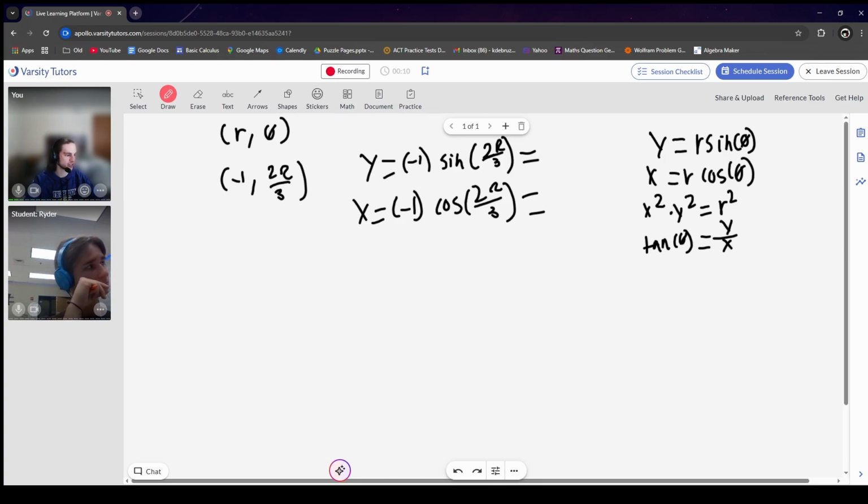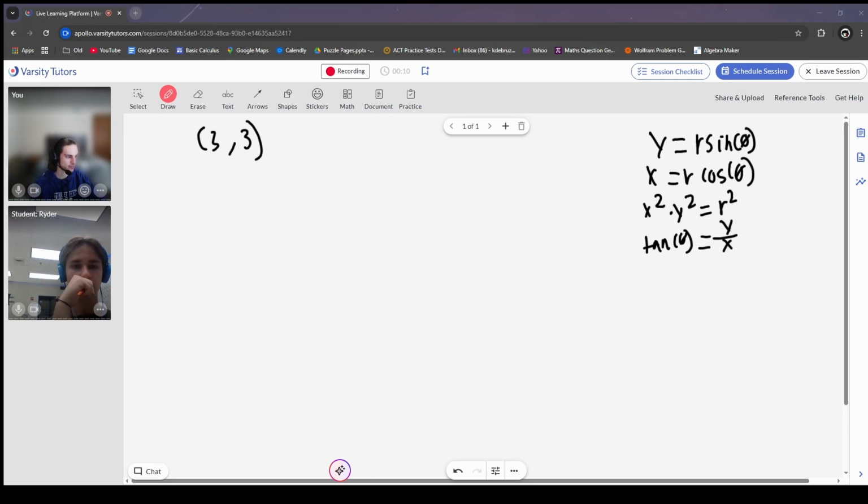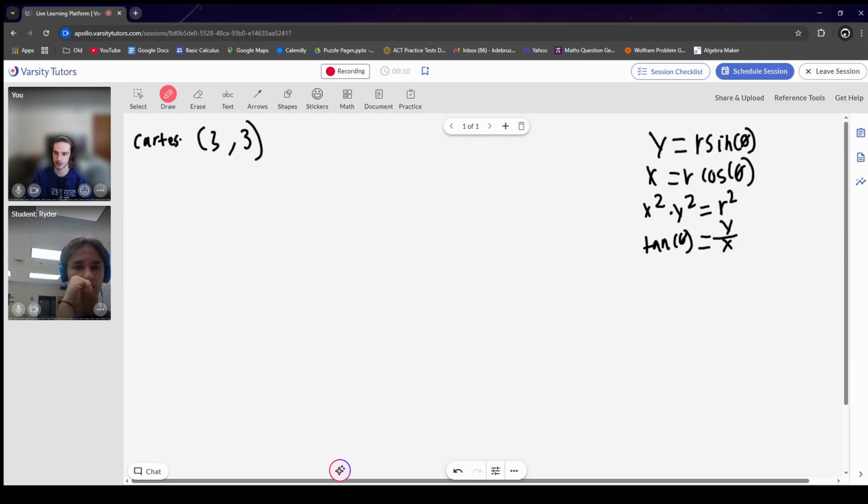So let's go rectangular to polar. Let's say we're in rectangular now, and we are at x equals 3, y equals 3. What is this in polar coordinates? It would be the x would be 3 cosine of 3, and then the y would be 3 sine of 3. We're in Cartesian right now, and we're trying to go to polar. So what we need to end up with is r, theta. We're starting in x, y, so we'll need to end up with r, theta.